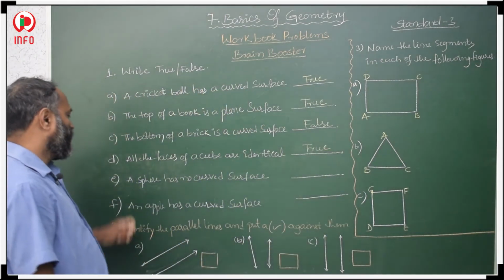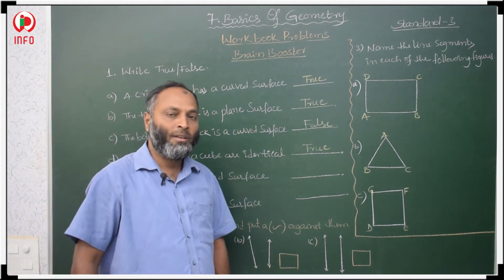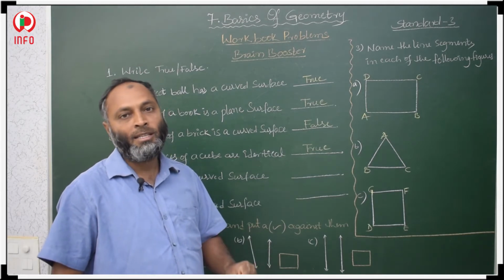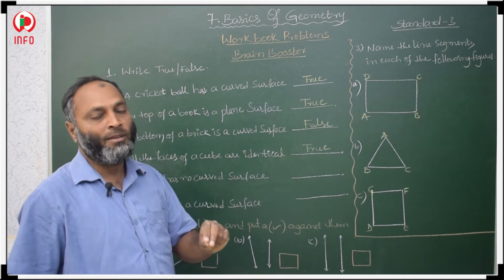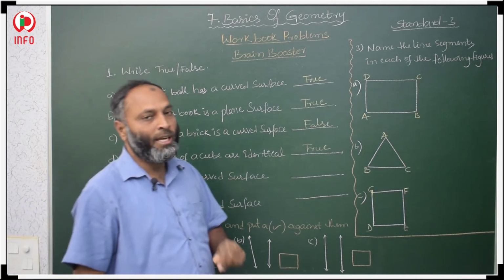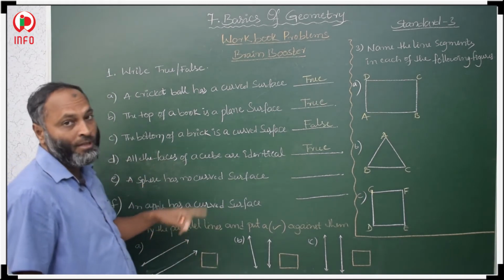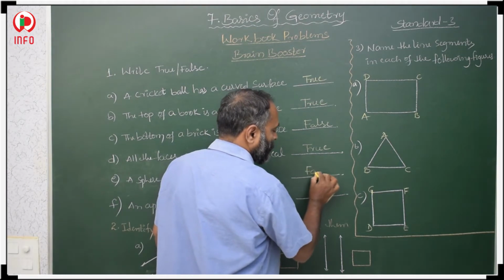Next, a sphere has no curved surface. A sphere has a curved surface. A sphere has no vertex and no plane surface, but it has a curved surface. Here it is given that it has no curved surface. So that is why it is false.